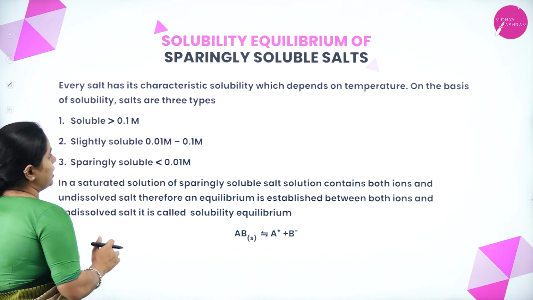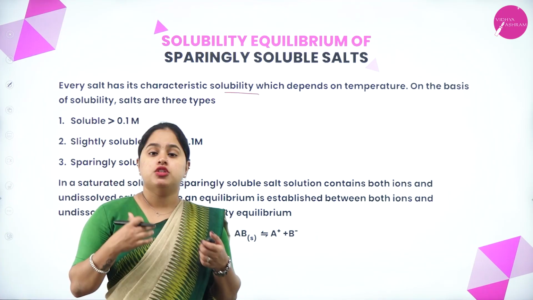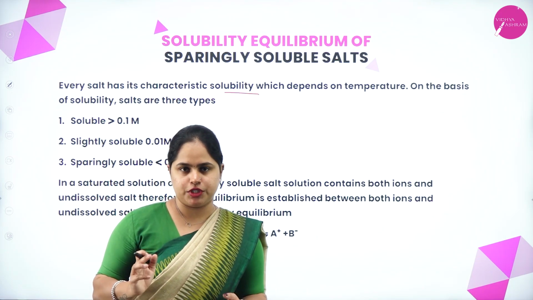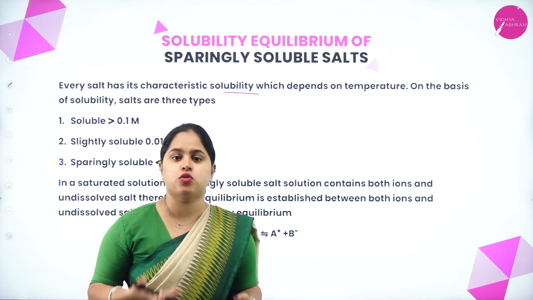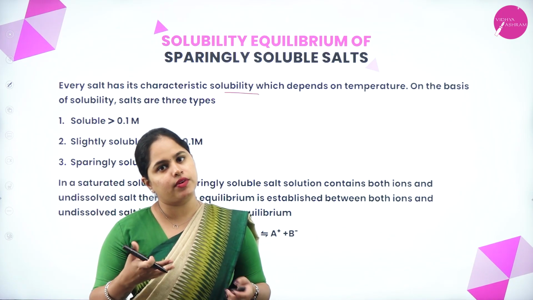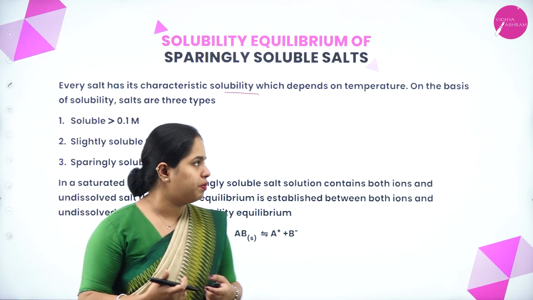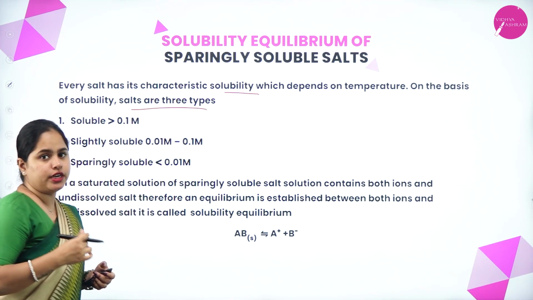Every salt has its characteristic solubility, which depends upon temperature. All of the salts are not able to be dissolved in all solvents, right? And their solubility, that is how much extent it will be soluble in that particular solvent, will also depend on different factors as well as the temperature, right? So on the basis of solubility, salts can be classified into three types.